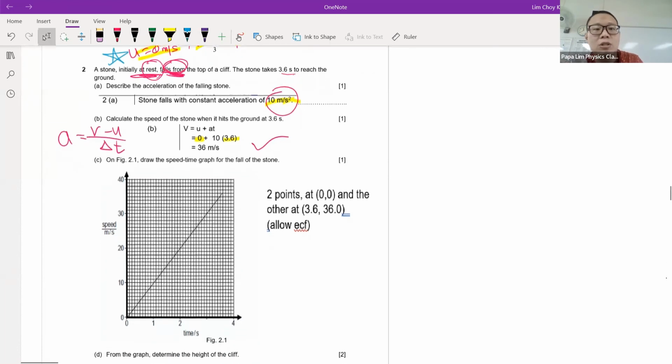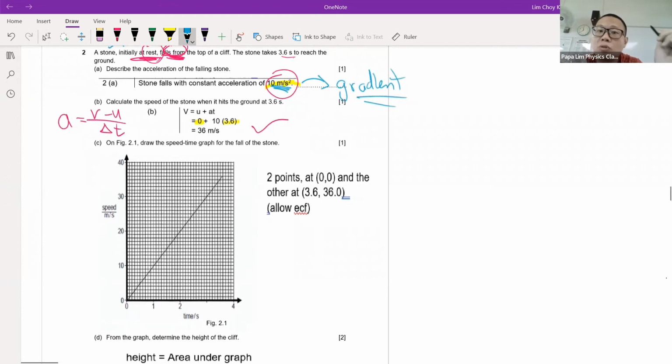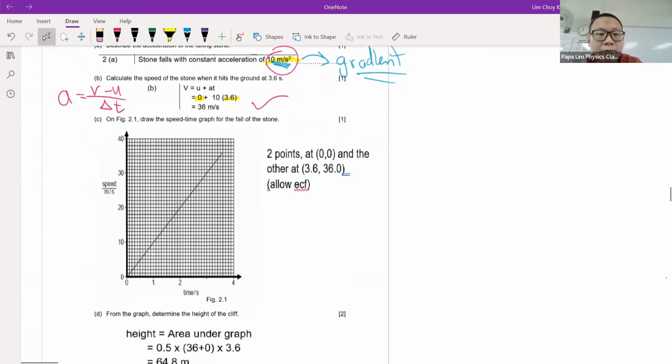Then after that, draw the speed time graph for the object. Because I know the acceleration is 10 meter per second square, and in a velocity time graph this is the gradient of the graph, I will have a constant gradient, which means an upward sloping straight line. So this will be the line that I have. Next, the height of the cliff.